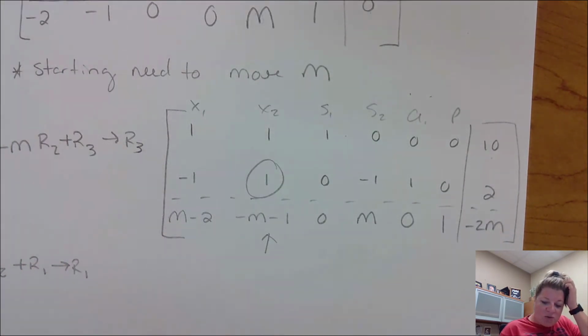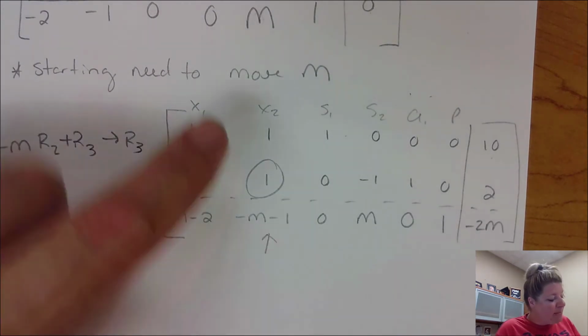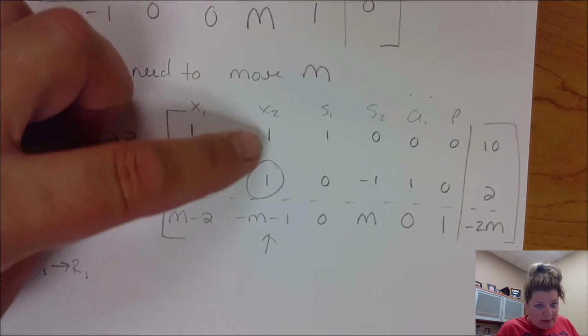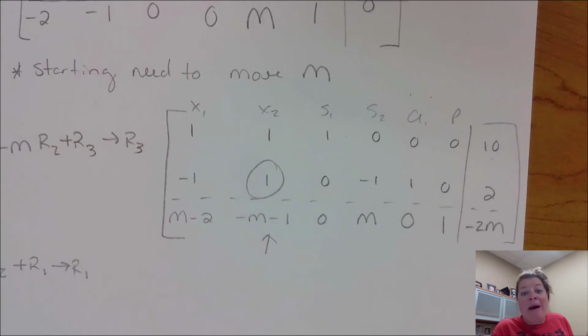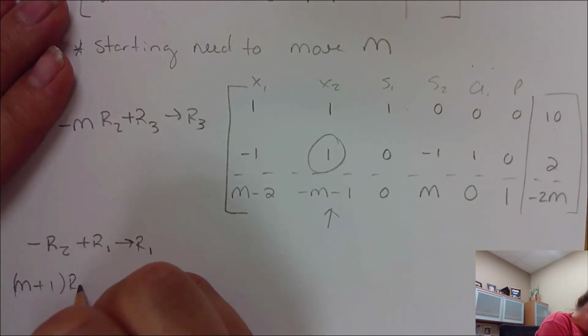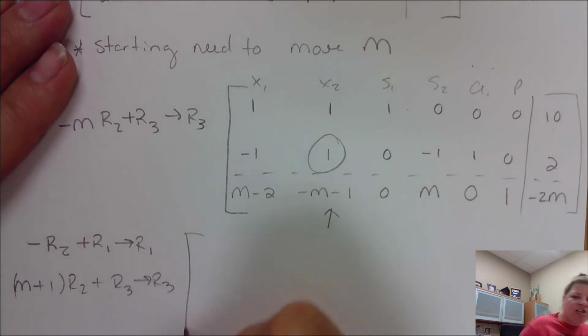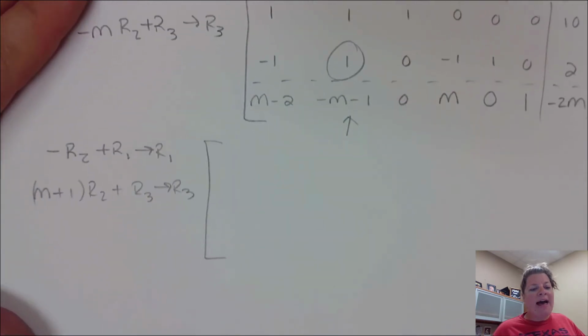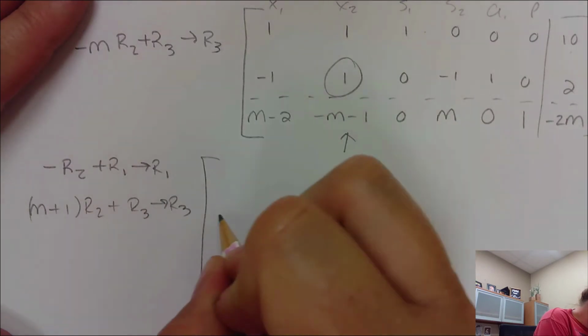Okay, and then the next one, how am I going to get 0 here? Well, if this is an M plus 1, when we add them, that would make 0. So we're going to times by M plus 1, so we just change the signs. So M plus 1 times row 2 plus row 3, replacing on row 3. And we're never changing our row that is our pivot. So pivot row stays the same.